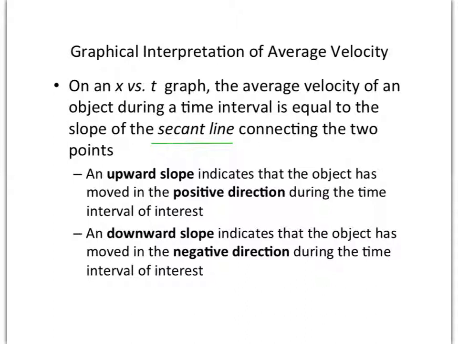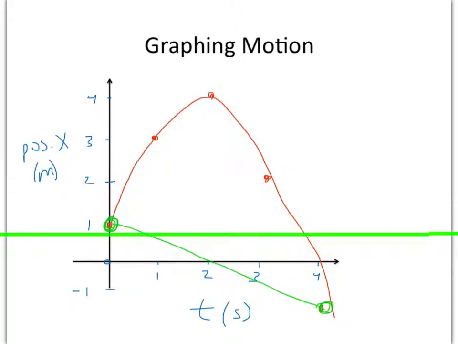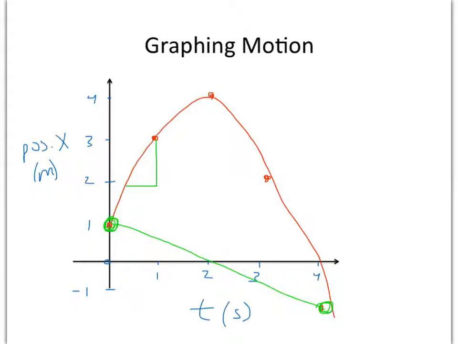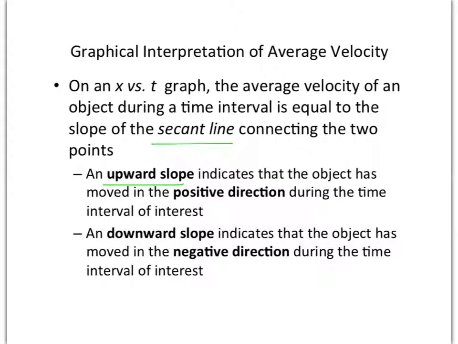But look at the in-between points right here. What if we have an upward slope? The whole first half of the trip is upwards. It's getting less of a slope right here, but this is all an upward slope. That indicates a positive velocity, because if we connect two points right here, we have a positive change in x over a change in time. So an upward, positive slope is a positive velocity.